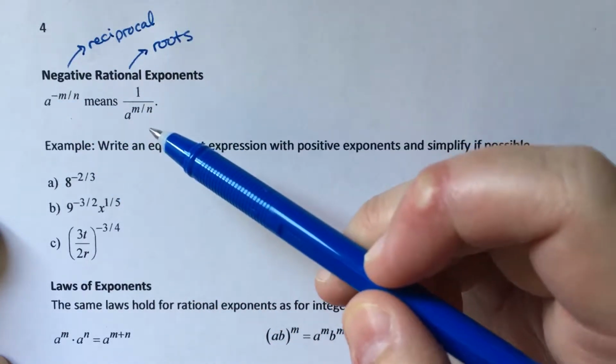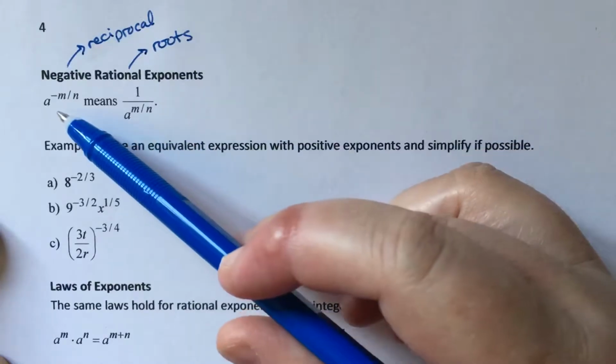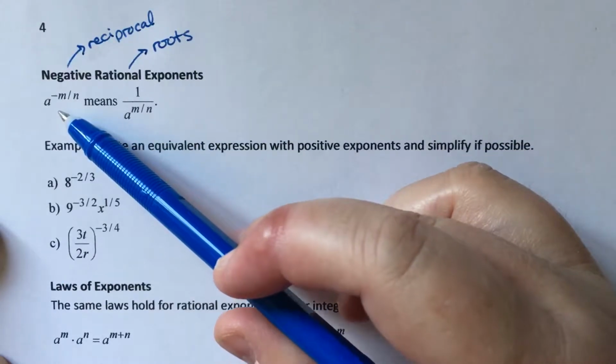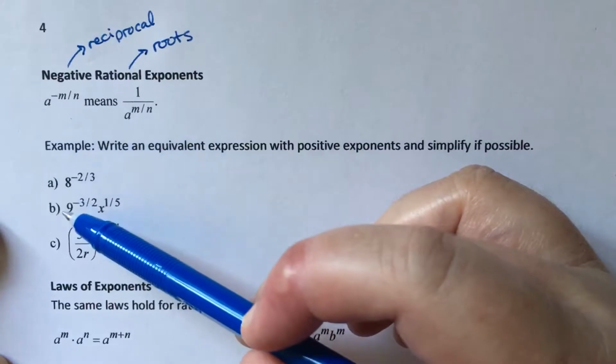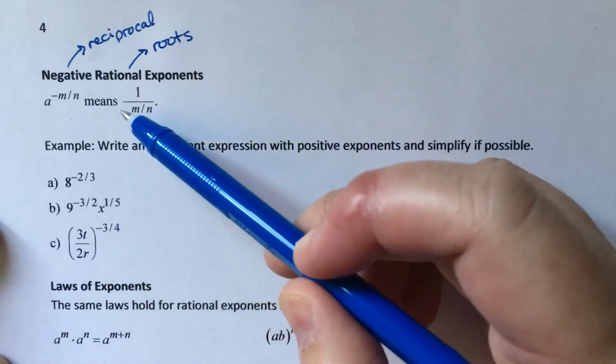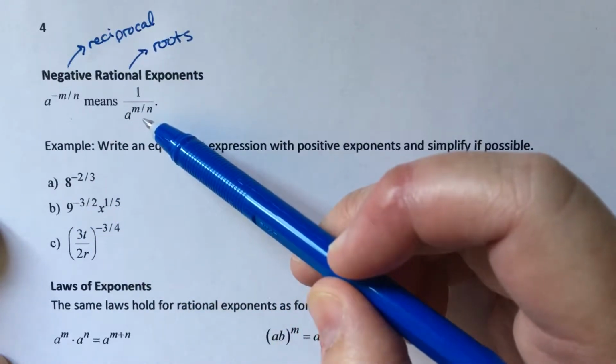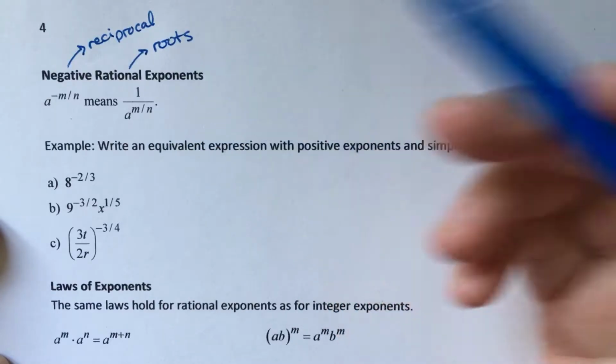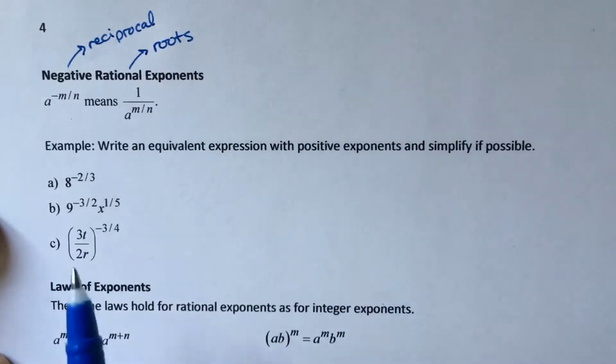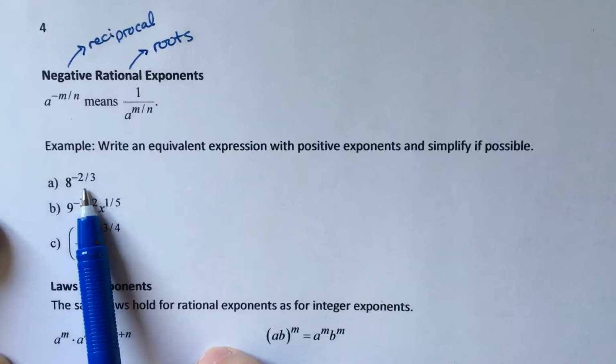That's what I mean by reciprocal. So it could move something that a factor in the top of a fraction into the bottom, or likewise, if we had a negative exponent in the denominator, it would flip to the top. So let's try some of these and just make sure we're sort of getting these negative exponents.